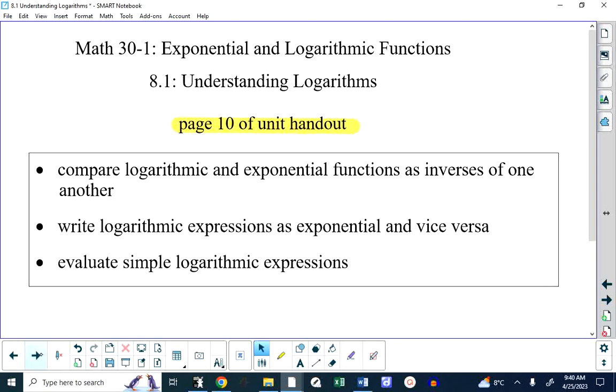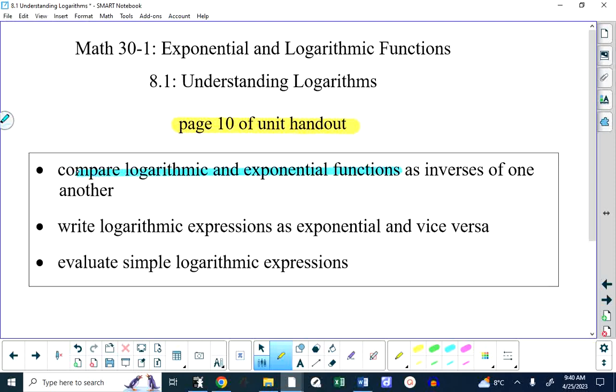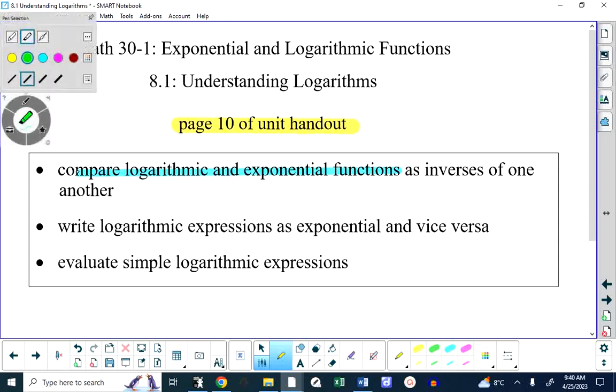There are two main things that we're learning in this lesson, and it's easy to mix them up. One is a comparison of two different types of functions, an exponential function and a logarithmic function, and they are different things. They're connected to each other, but they're not the same. The second thing we're going to be looking at is writing logarithmic expressions as exponential and vice versa.